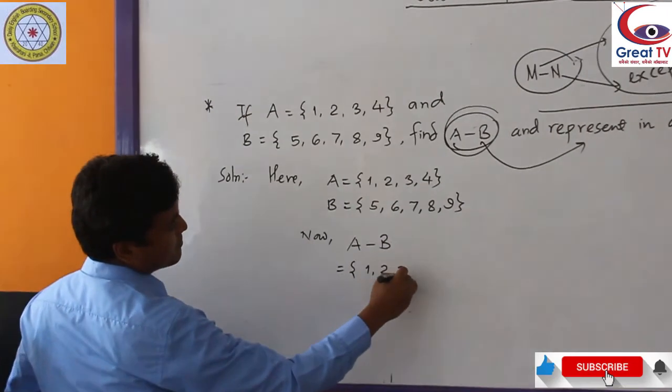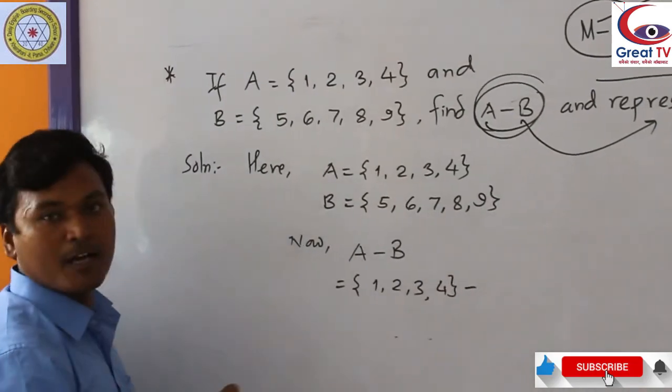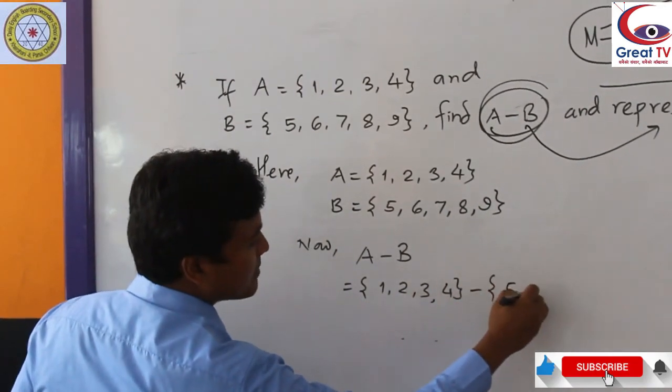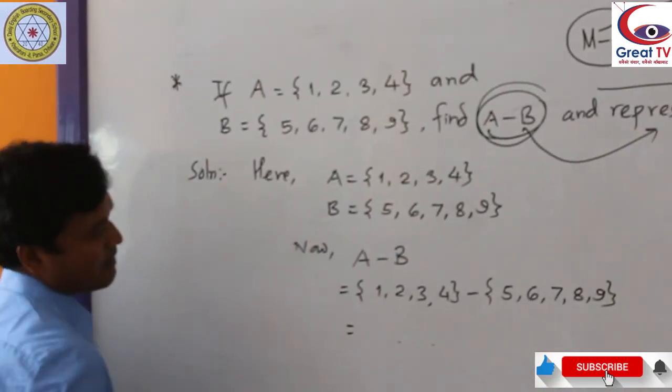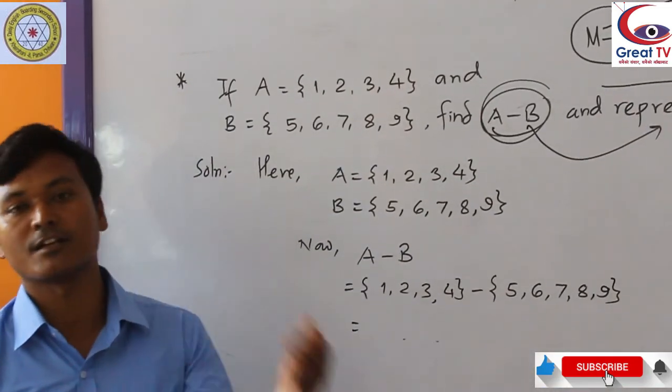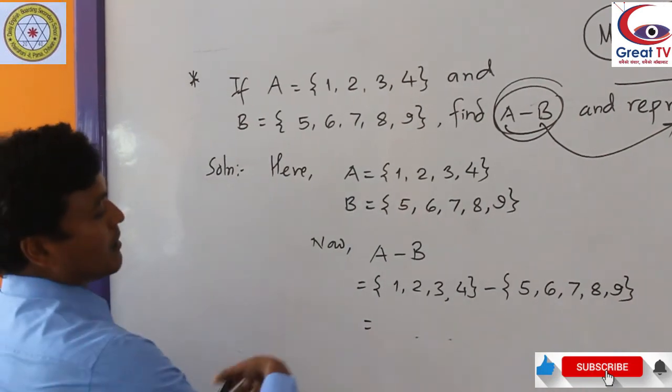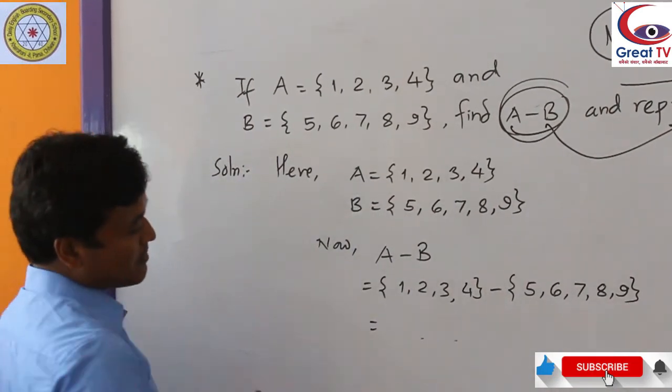A, 1, 2, 3, 4, derive minus sign. Then after, 5, 6, 7, 8, 9. And how to calculate difference we read already in our previous classes. We can't write common elements. Okay, let us take common elements.